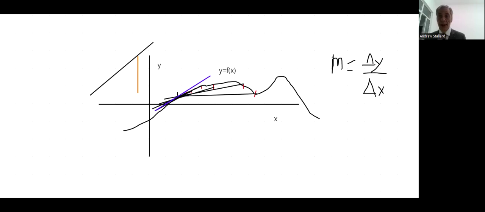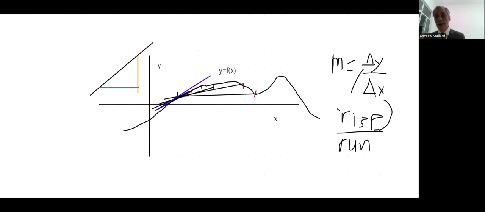okay? Here's your change in y, your rise, okay? Delta y, which is going to be what they call rise, over the change in x, which is run. Okay? Now, but what about the slope of a curve?